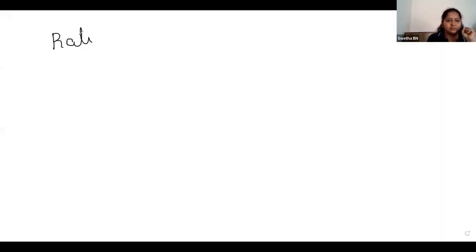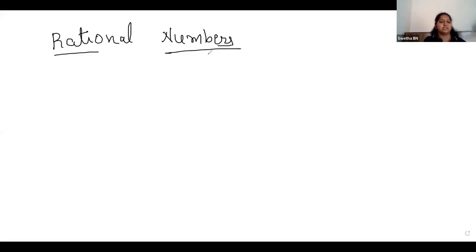Rational numbers. What are rational numbers? See, they will be in the form of P by Q. What do you mean by P by Q? It is a fraction. The numbers that are in fraction form, we call rational numbers. It is denoted by the letter Q. We say quotient in division, so that's why we have given Q. R is nothing but real numbers. So for rational numbers, we have given Q.